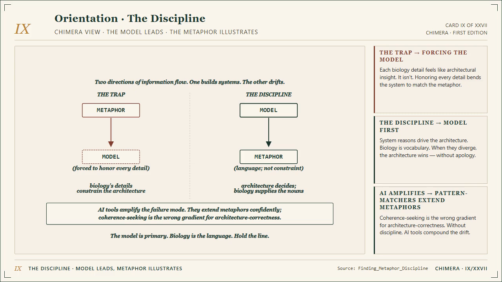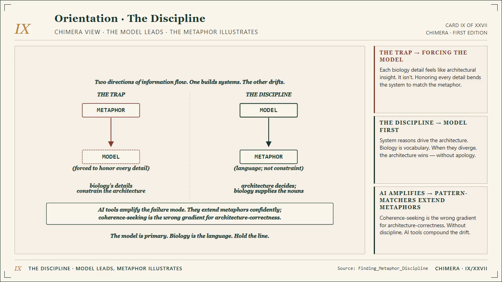On the left, the trap. Metaphor on top, driving the model below. Every biological detail feels like architectural receptor mechanisms, organelle subtypes, transient compartments. It is not. It is the metaphor's gravity well pulling your model toward its detail. The model gets bent to honor things the metaphor, the architecture loses what made it sound.